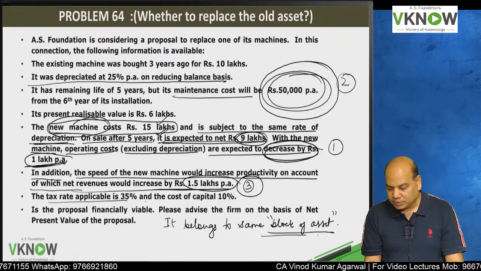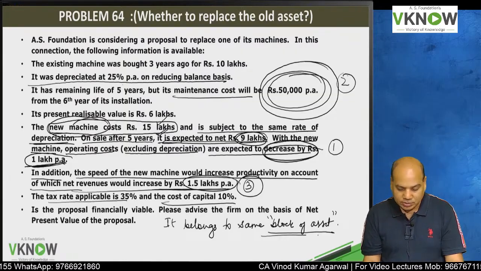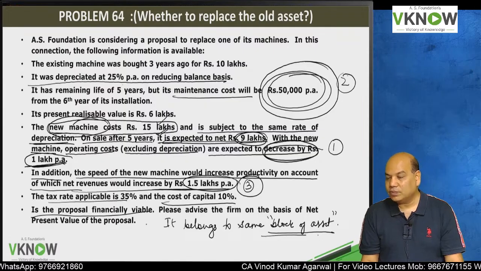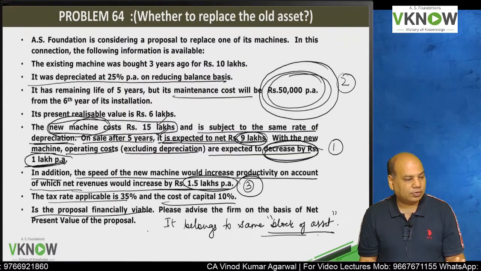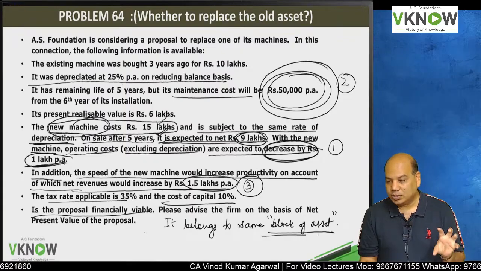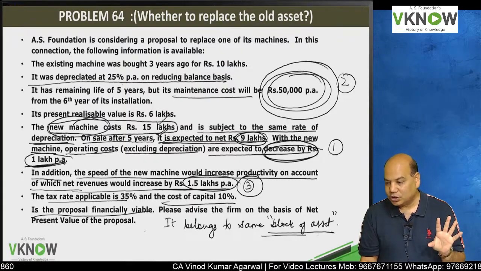Tax rate is 35%, discount rate is 10%. Is the project financially viable? That means I have to find NPV. If it is positive, then yes, it is financially viable.